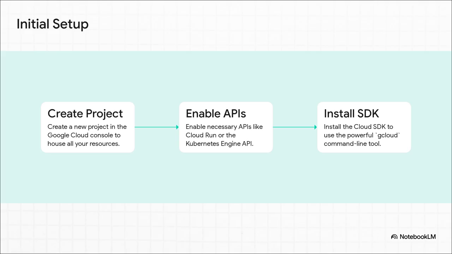Next, you have to tell Google which tools you plan to use by enabling their APIs. It's kind of like flipping the power on for services like Cloud Run or the Kubernetes Engine. And finally, you'll want to install the Cloud SDK. This gives you that super powerful gcloud command line tool to control everything right from your terminal.